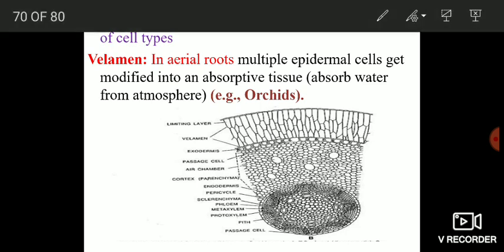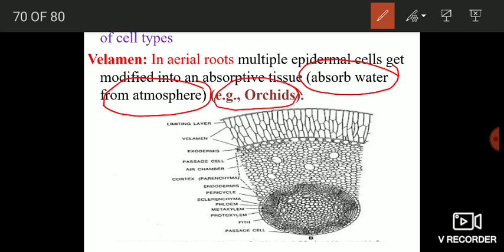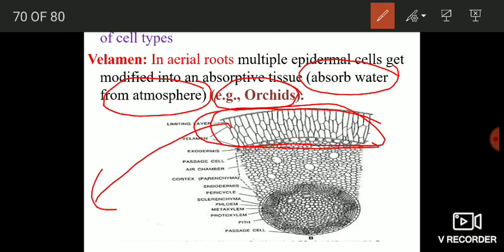In the aerial roots of some plants, a number of epidermal cells get modified and form an absorptive tissue, and this absorptive tissue helps these plants in the absorption of water from the atmosphere. Example is orchids. This layer represents the velamen. So you can say velamen is actually a modification of epidermal cells so as to absorb water from the atmosphere.